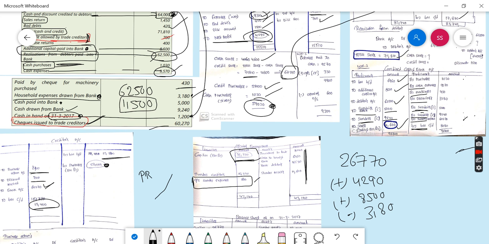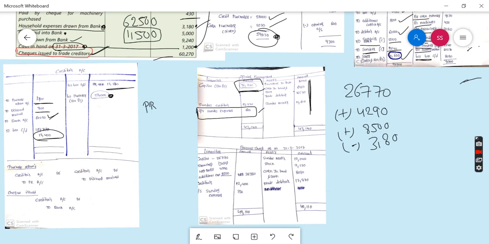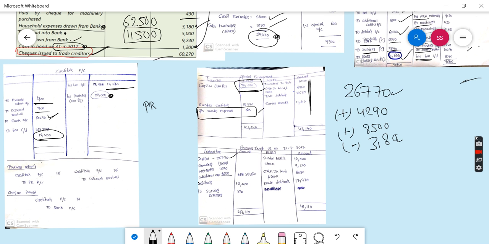Let's see, just hold on. Yeah, so 26,770, 3,180 we will deduct, and then 8,500 we will add, and 4,290 we will add. So we will get the closing capital as 36,380 in this one. And then we will put all the closing assets here, and also you need to pay attention, sundry expenses outstanding for this year will be a liability at the end of the year. So we will write this, and if you do that, both will get tallied. Alright, so see you in the next question.